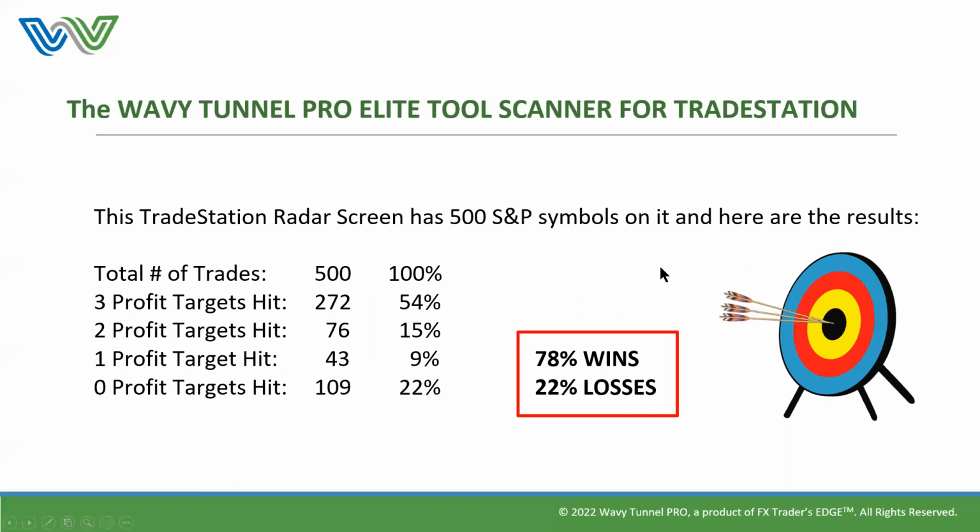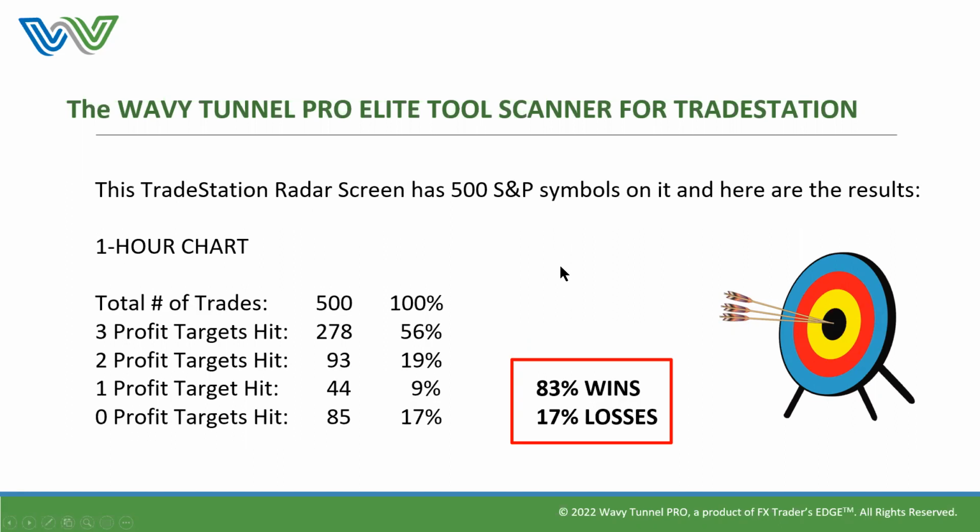So these are the results. I'm using 500 S&P symbols and looking at the daily chart and calculating the number of profit targets hit on the 500 stocks. 54% had 3 profit targets hit, 15% had 2 profit targets hit, 9% had 1 profit target hit, and 22% didn't hit yet. So that's 78% wins and 22% losses.